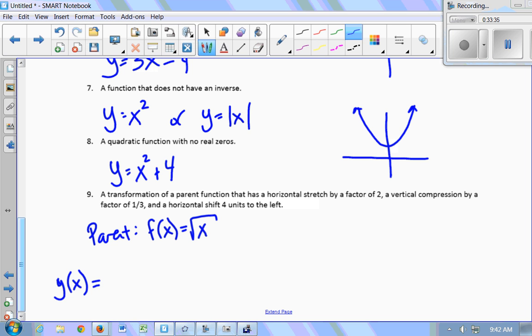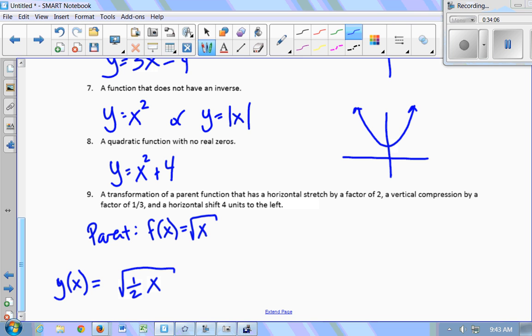A stretch or a compression is multiplication. So this is going to be inside the square root. I have to multiply x by something. 1/2. Inside slash horizontal changes always are sort of the reverse of what you think they should be. It seems like you should multiply by 2 to create a stretch by a factor of 2, but in fact you multiply by 1/2.